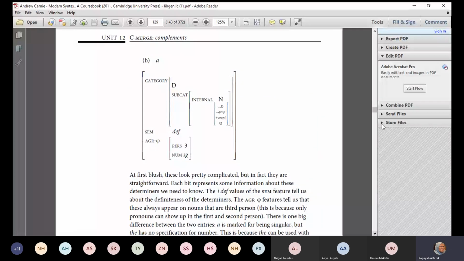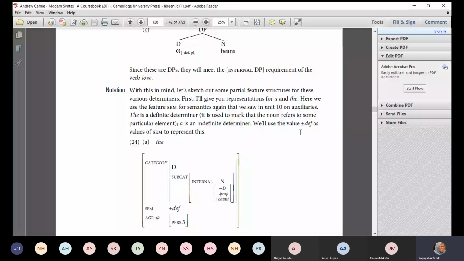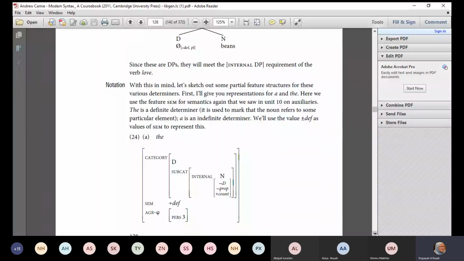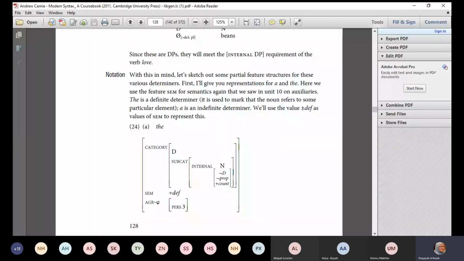So this is the spec for your determiner today. With this in mind, let's sketch out some partial features for these various determiners. So he gives you the, which is a definite determiner. Here we use the semantic feature. So we say D is a determiner. Subcat, they have some internal specification. So these are the features: minus D, minus proper, and plus count.